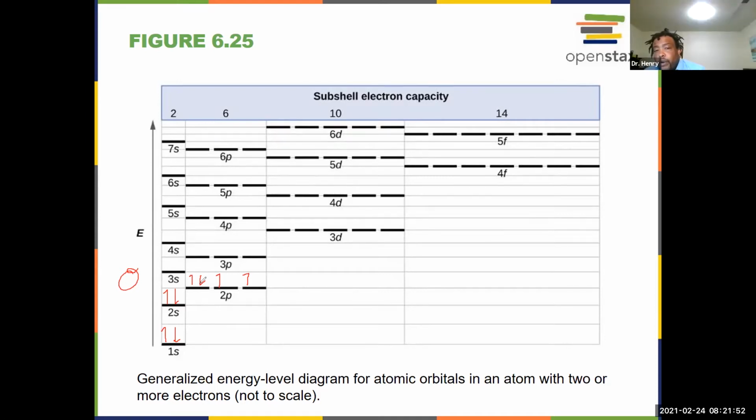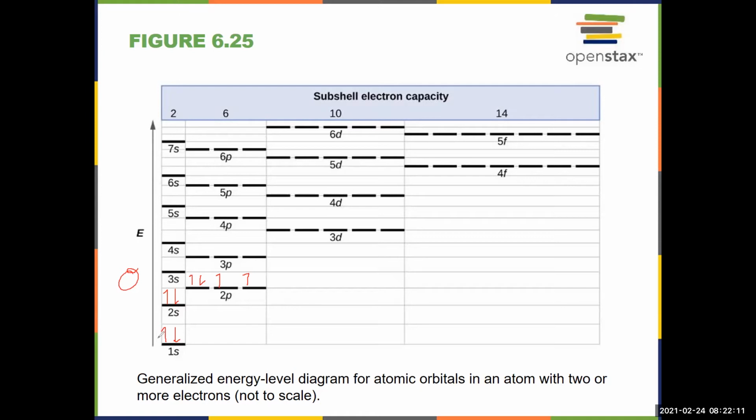That's right. And remember, each orbital can only hold 2 electrons. So this guy can only hold 2 electrons, right? Then we have to move up to the next energy level. You don't want to go up to the next energy level. You absolutely must go up to the next energy level. Do you understand?